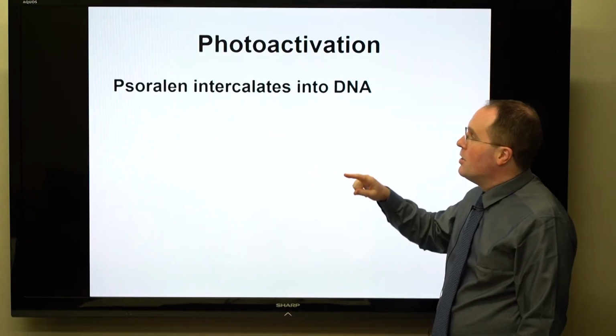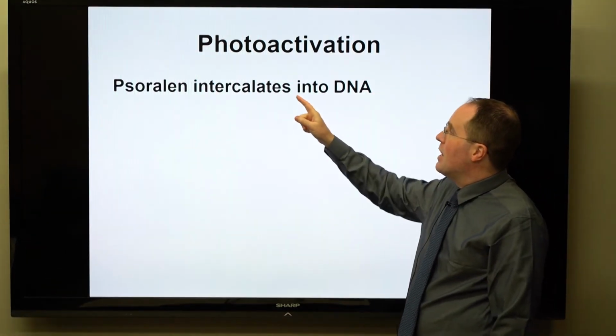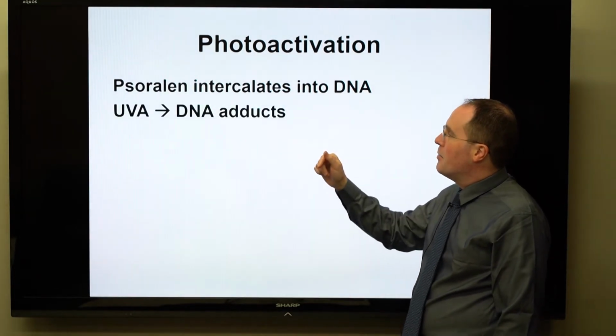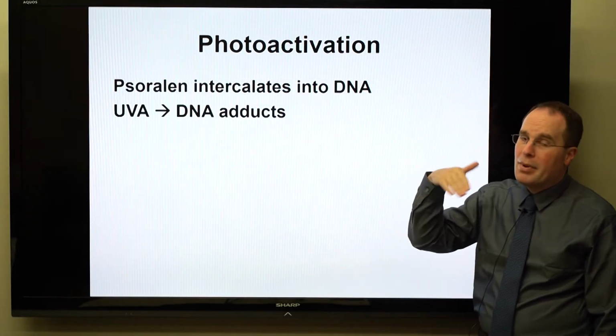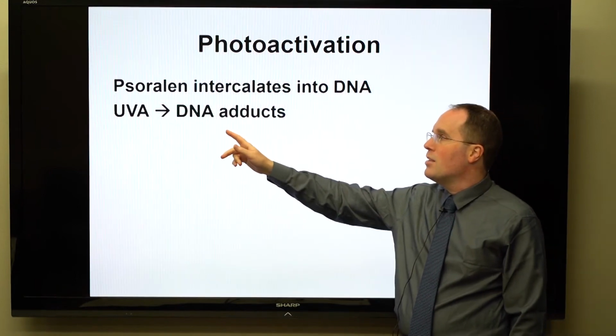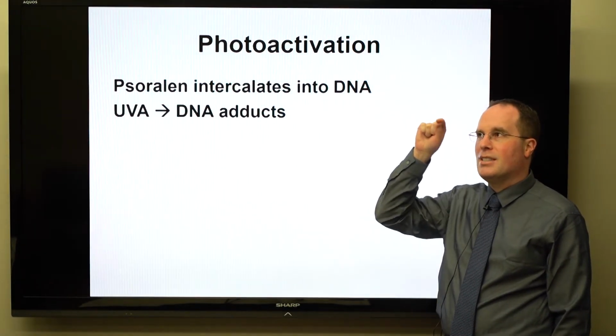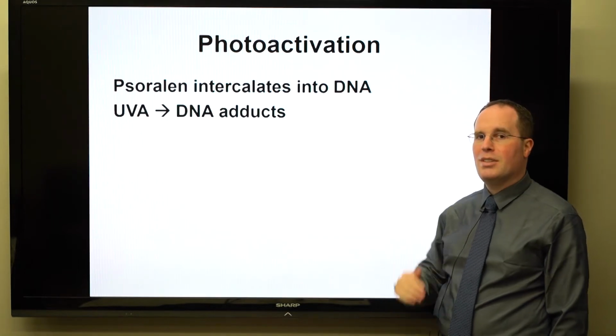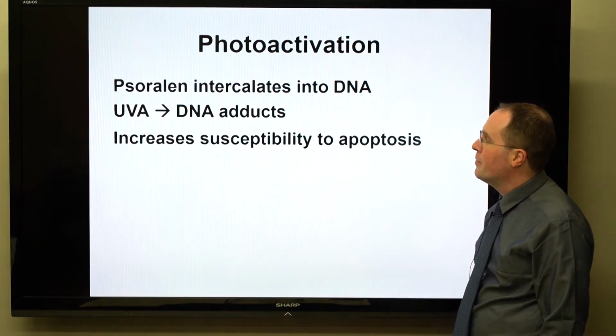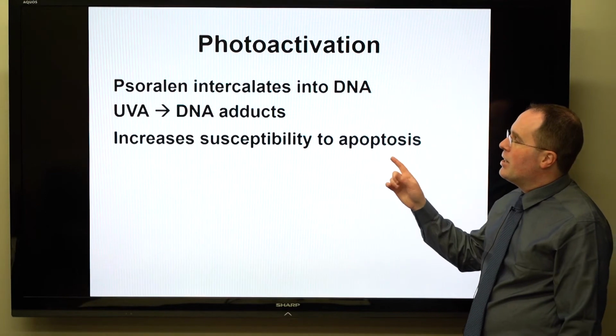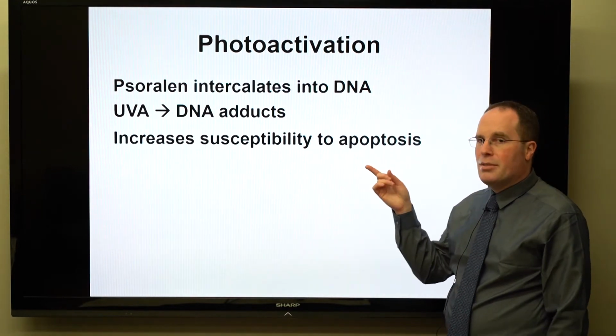It's hilarious. So you add the psoralen or Uvadex, and that will intercalate into the DNA. And then when you do the second step and add UVA light, those photons will cause DNA adducts between the T's and the A's when they're diagonally across from each other. This will increase susceptibility to apoptosis.